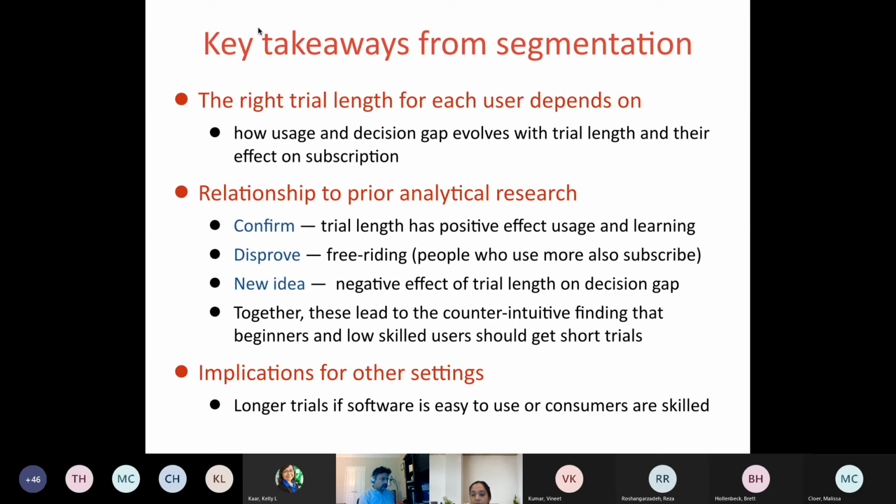So the main takeaway, apart from what we see here for this specific paper, is that in general, from a software firm's perspective, you want to give longer trials if the product is easy to use and consumers are skilled, because that will scale up the usage, increase stickiness, and learning. But for people who can't use the software too much, even with longer trials, they should get shorter trials so they don't infer that it's useless.